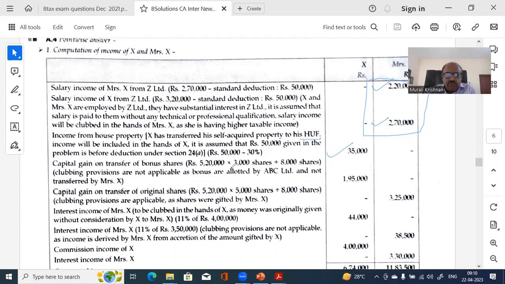Mr. X has only given to HUF. Capital gain on bonus shares, again, see, only to the extent of 5,000 which was given by Mrs. X will get clubbed here. 3,000 bonus shares will be going only to Mr. R. That means 5,000 was given by Mrs. R to Mr. X. 3,000 he got. So only 3,000 will not be clubbed. 5,000 only will be clubbed in the hands of Mrs. X.